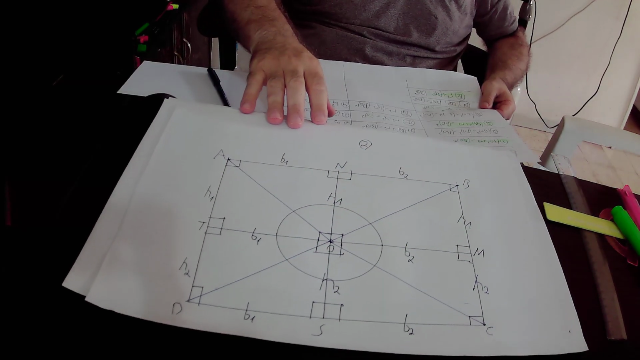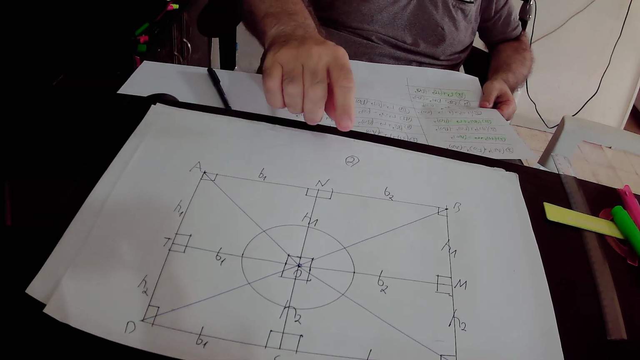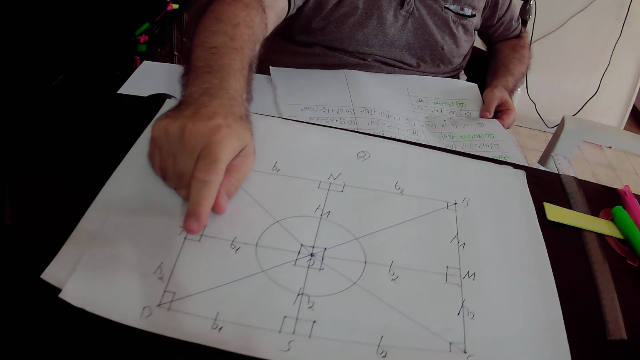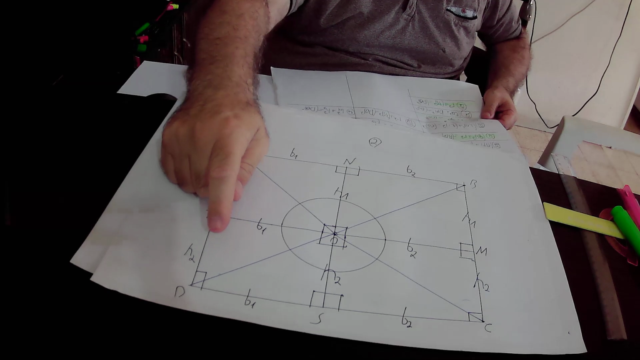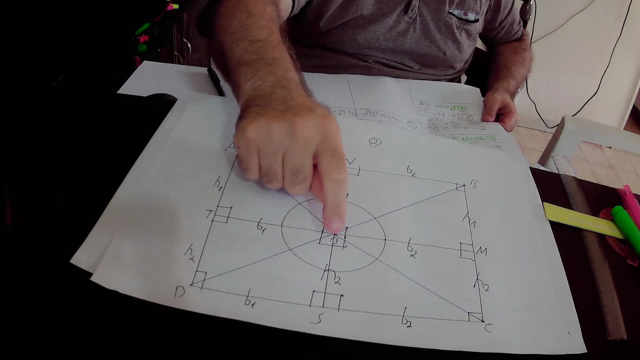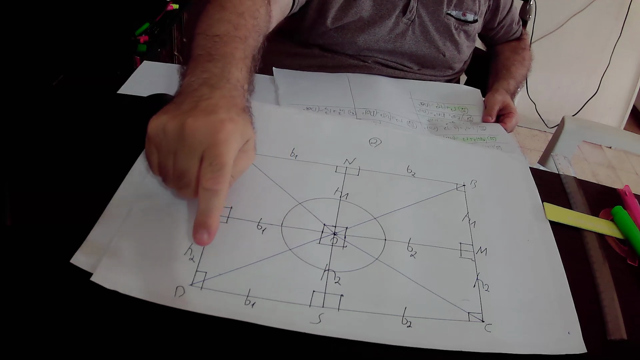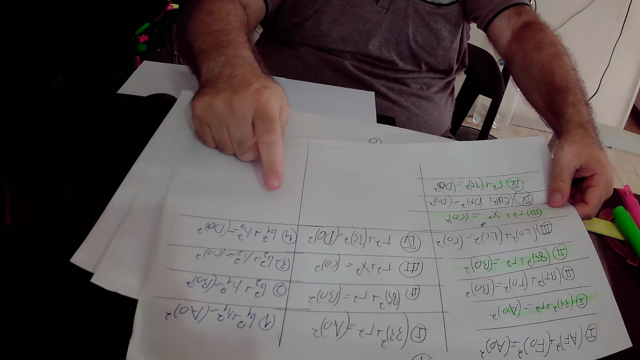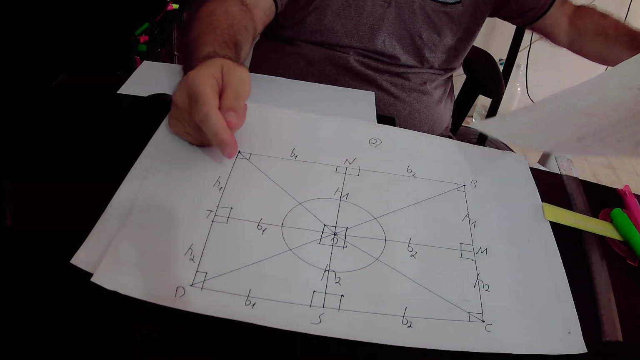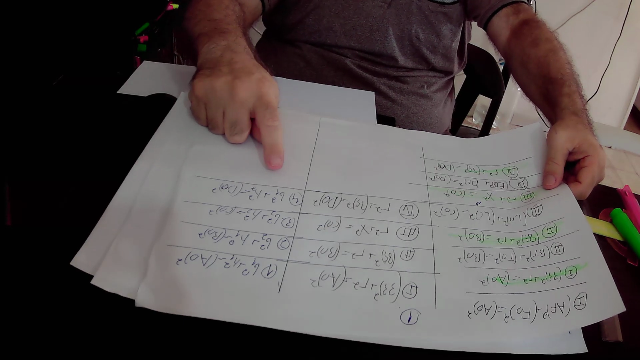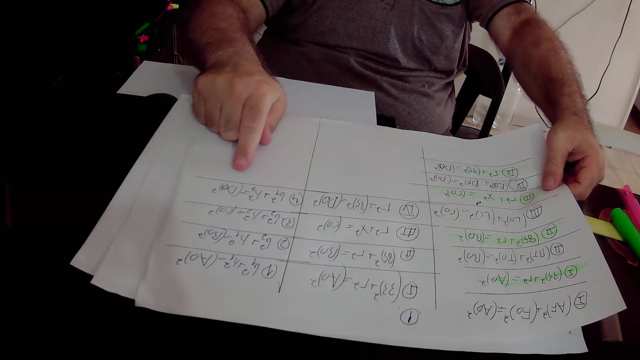And finally, we join points O and D together by a straight line. So in the right triangle OSD, H2 square plus B1 square must equal DO square. I repeat again. In the right triangle OSD, B1 square plus H2 square equals DO square.